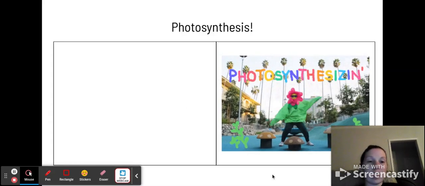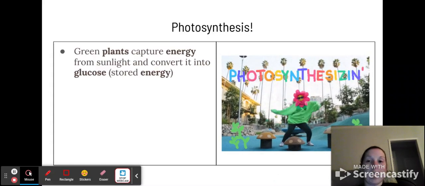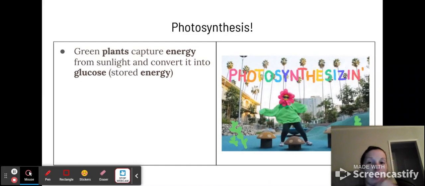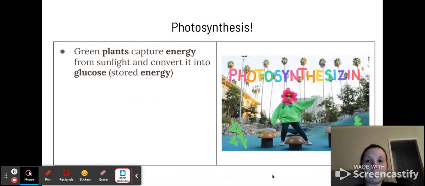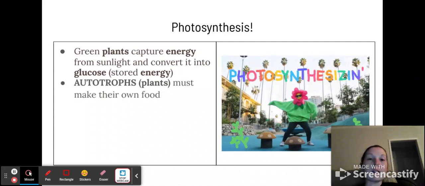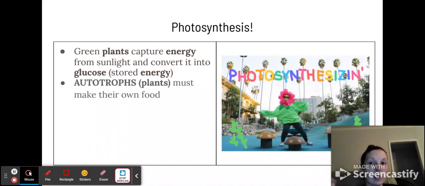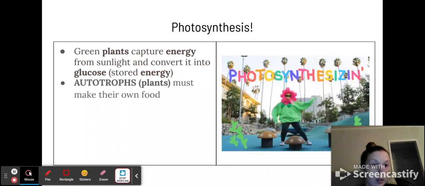First, let's just make sure we know what photosynthesis is. This does happen only by plants, and green plants will capture energy from sunlight and convert it into glucose or stored energy. Autotrophs, another word for plants, must make their own food because they don't consume other things. Auto means self, troph means eater, food. Self food, has to make its own.